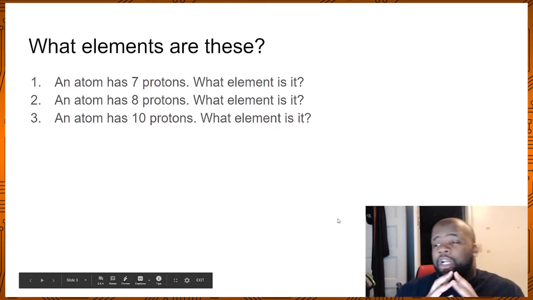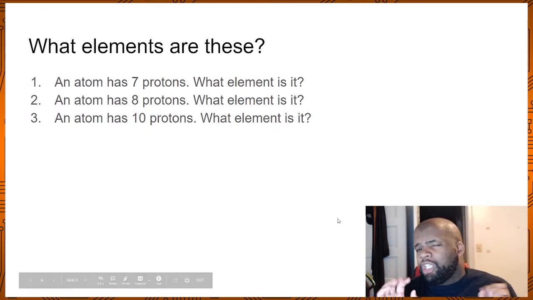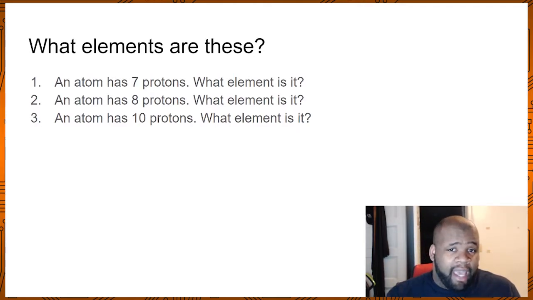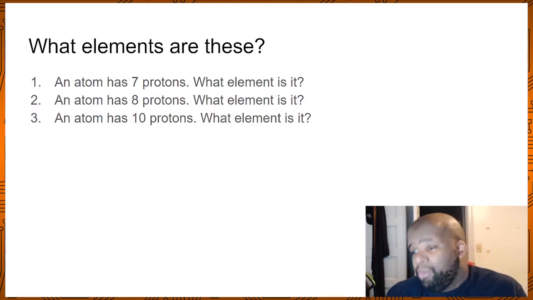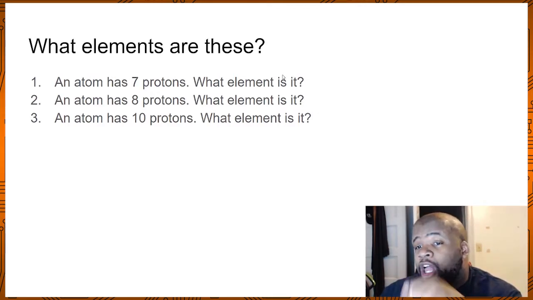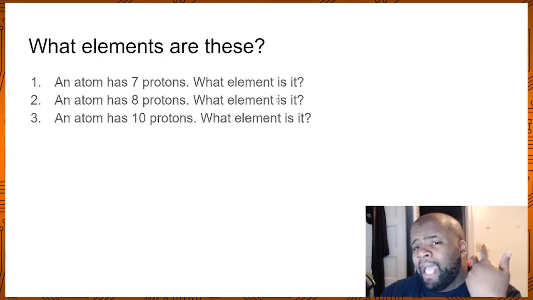Now, here, I'm including these couple questions real quick. This was on the previous lesson we did. We talked about how if you know the number of protons an atom has, you know what the element is. So what I want you to do real quick is take a moment and pause the video. Well, before you pause the video, actually, I want you guys to figure out what all these elements are before I explain how to find the answers to you guys. I want you to try to use what we went over last class.